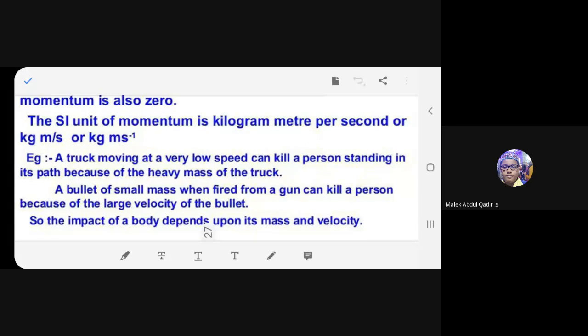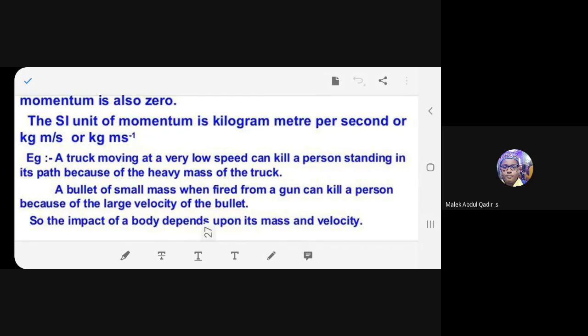A bullet of a small mass, when fired from a gun, can kill a person because of the large velocity of the bullet. This also you agree? Bullets are so small, don't you think so? They're so small. How can they kill a person? Same thing, the impact. Because that bullet is fired with a high velocity.